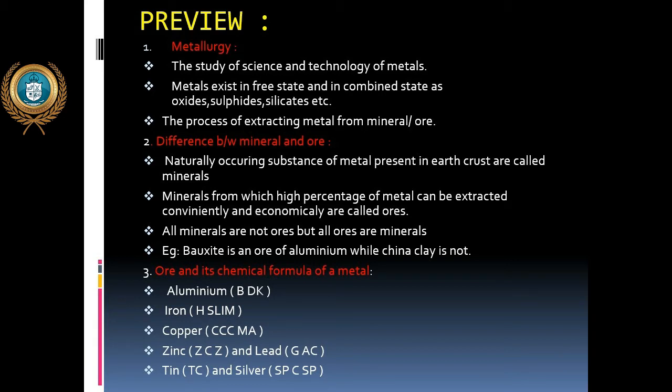And for silver, there are five major ores: SPCSP. First S refers to silver glance or argentite, and the next P, pyrargyrite, also known as ruby silver. Then C, chlorargyrite, also known as horn silver. Then S for stephanite and P for proustite. So we have seen the mnemonic techniques. I hope you have studied the chemical formulas. These are the things we studied in the last class.